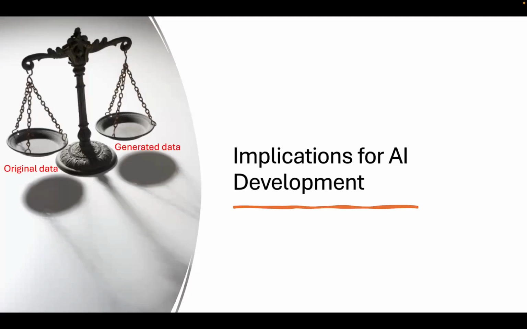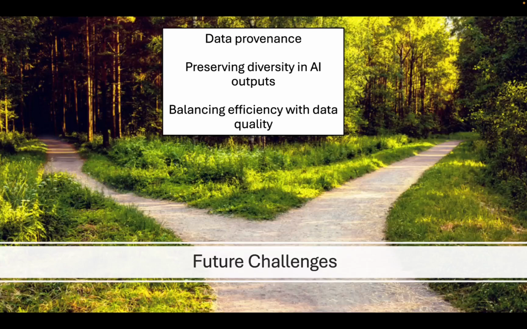This research highlights the importance of maintaining access to original human-generated data. Relying too heavily on AI-generated content for training future models could lead to degradation of AI capabilities over time. Moving forward, the AI community needs to address challenges such as tracking the origin of training data, ensuring AI models can represent diverse viewpoints, and finding the right balance between efficient training and maintaining data quality.